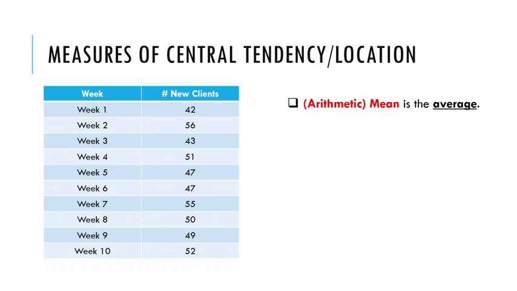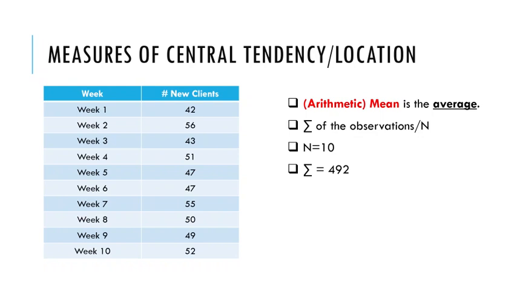I know you know how to calculate the average, but if I asked you to put it into equation form, you should be able to. Well, sure. It's simply the sum of all of the observations. So I need to add 42 and 56 and 43 and 51 and 47, 47, 55, 50, 49, 52. You get that idea? I need to add all that data in the column and then divide by n, the number of observations. And since I have 10 weeks, I clearly have an n of 10.